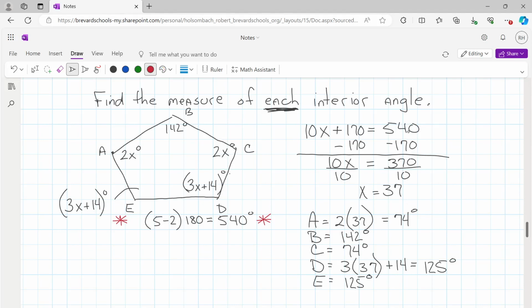Real important, right? You can't just use the same number every time. You have to find out how many sides the shape has. You have to insert that into the formula to find the sum of those interior angles. That sum is what you set your equation to when you write your equation. All right, let's look at one more shape.